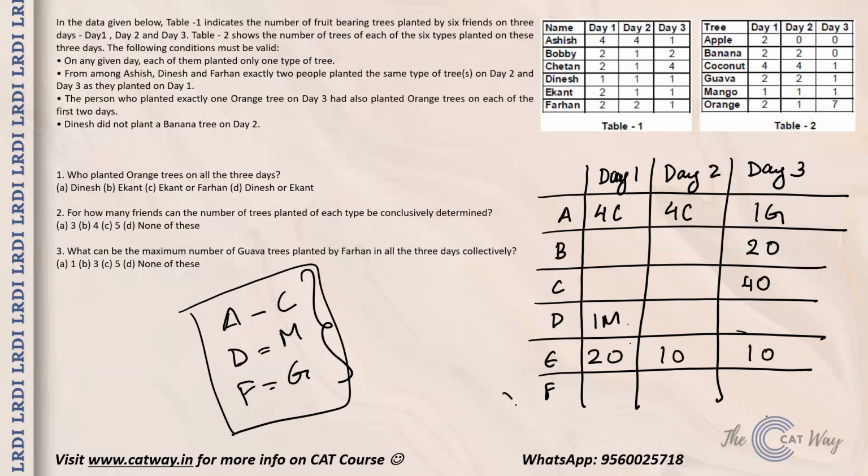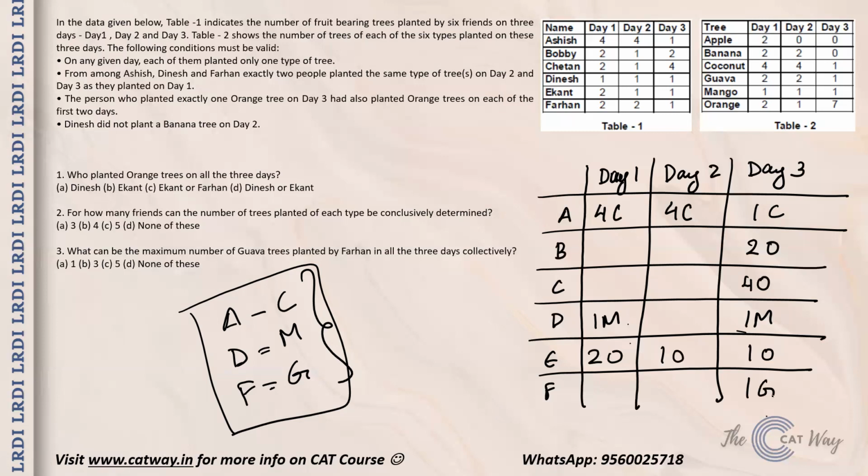If Farhan cannot have guava, then A and F both cannot have the same trees. So at most only one person will be left who could plant the same tree on all 3 days. But we know that there are 2 people. So on day 3, it is clear that Ashish planted 1 coconut, Dinesh planted 1 mango, and Farhan planted 1 guava. So this is certain.